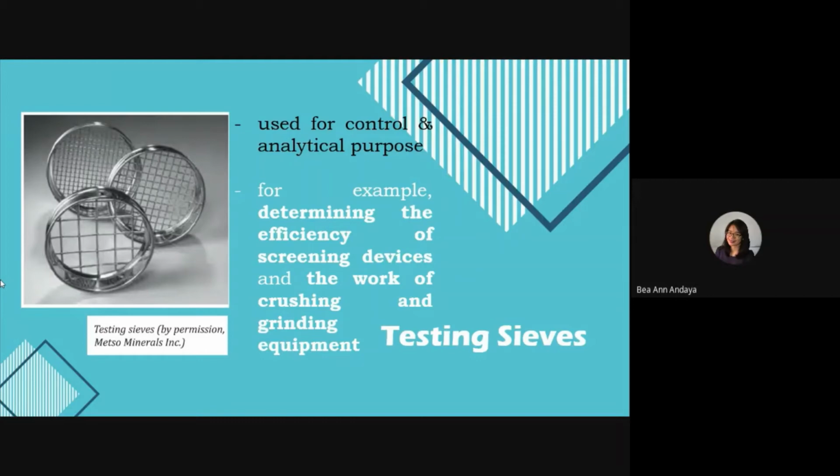Generally, testing sieves are used for control and analytical purposes. For example, if we want to identify or determine the efficiency of a screening device, then testing sieves are very good in identifying that. Or if we want to identify how much work was done by our crushing equipment or grinding equipment, then testing sieves are also used for that.